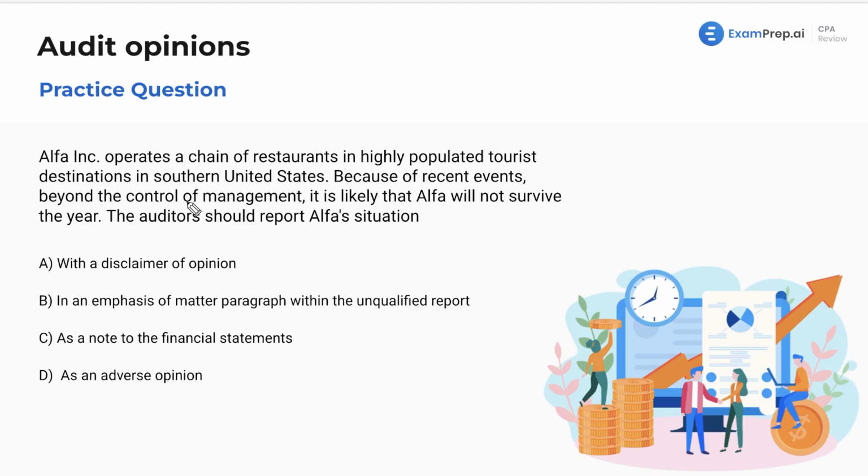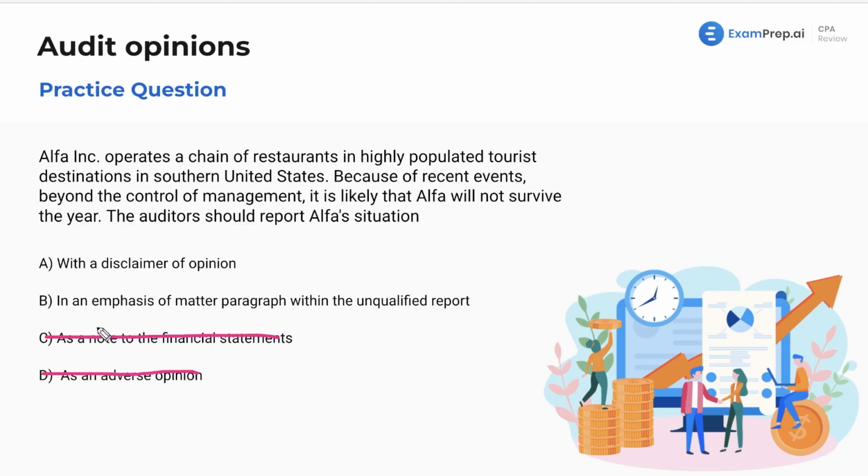These types of questions always try to get you to go for an adverse opinion. It's a very common thing. They mention going concern issues and they want you to pick adverse opinion, but in reality, a lot of times the answer is just going to be the unmodified, or unqualified, opinion. So it's not just going to be a note to the financial statements.